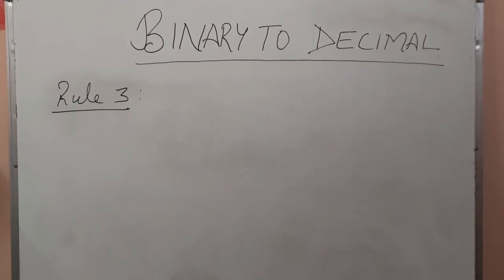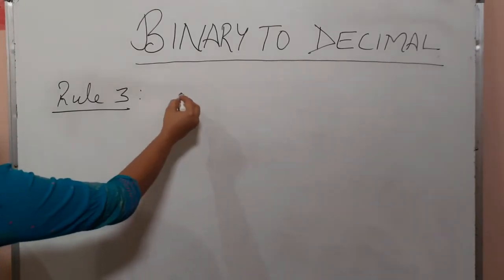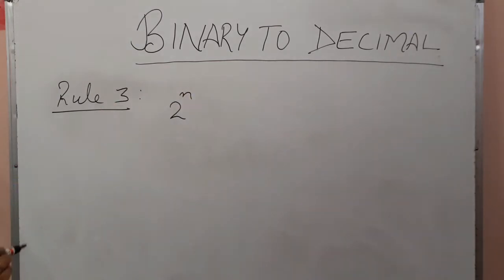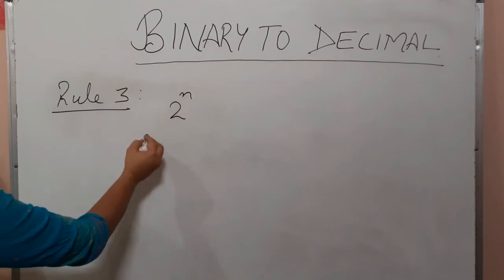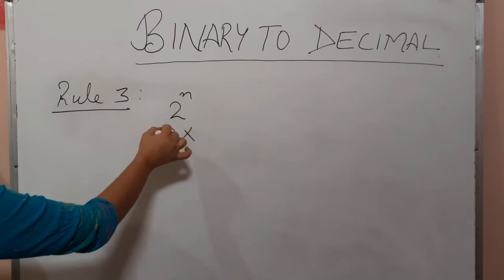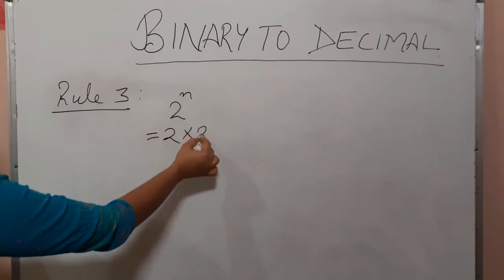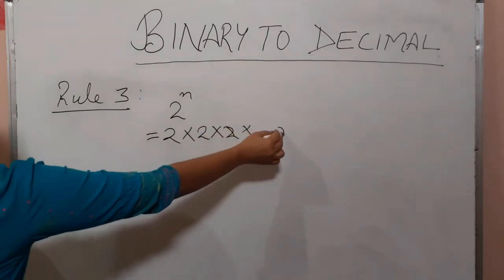Now rule number 3. If power of a number is greater than 1, let's say power is n, then we will multiply number by itself for n times. For example, if I am taking a number 2 and power is n, so I will find the value of this number. So I have to multiply this number by itself. Itself means we have to multiply this number by itself. How many times? Up to n times.